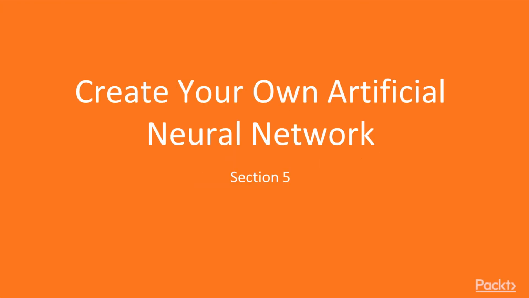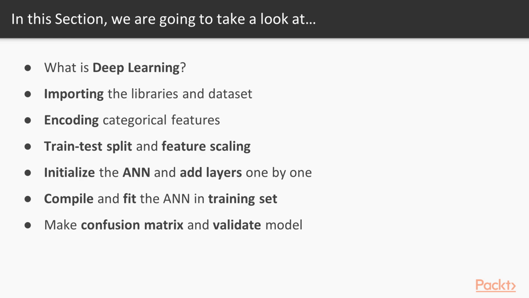Welcome everyone to Section 5, which is Create Your Own Artificial Neural Network. In this section, we are going to do the following. First, we will know what is deep learning. This is the advanced part of machine learning, which is inspired by our human brain, and we will know all the pros and cons about that.